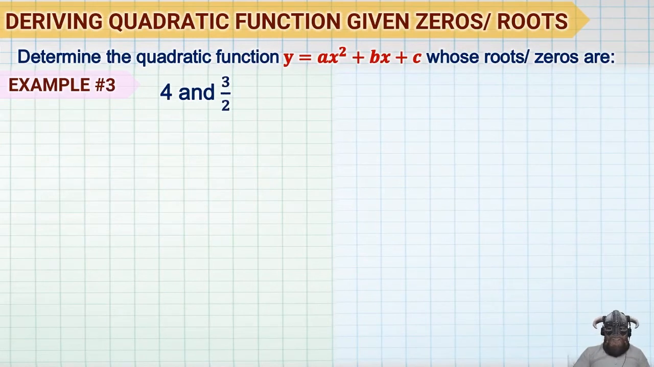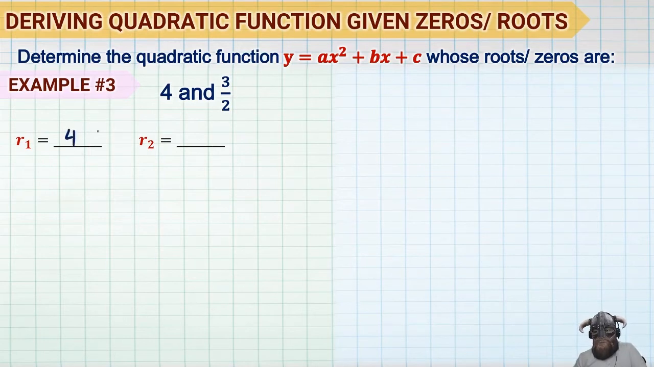So we have here example number 3. Same instruction, but the given roots are 4 and 3 over 2. So may fraction na tayo na roots. Tingnan natin. Ganun pa rin naman yung step. We have to follow that. We just need to write the first root as R1 and the second root as 3 over 2.